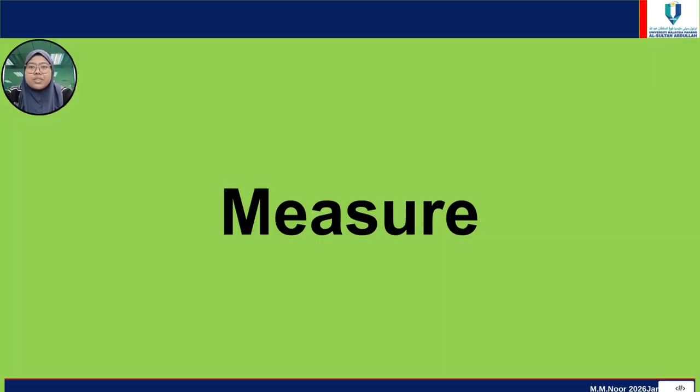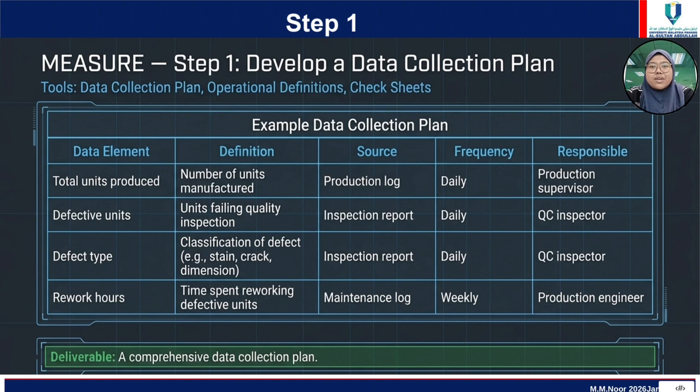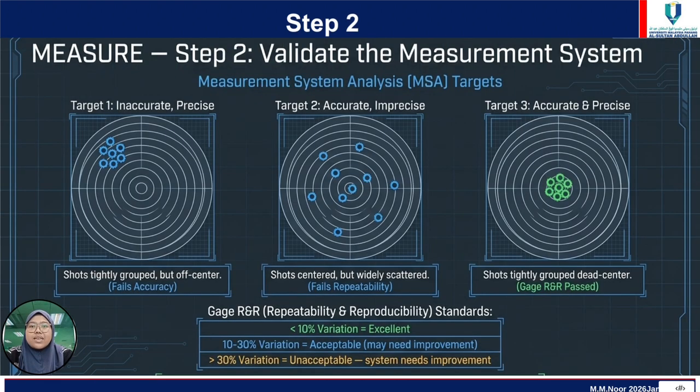Here, the team collects data to understand the current performance of the process and establish a baseline. The first step is determining what data should be collected. The data must be relevant to the problem being investigated. Next, accurate data is collected from the process. Reliable data is essential because all future decisions will be based on this information.